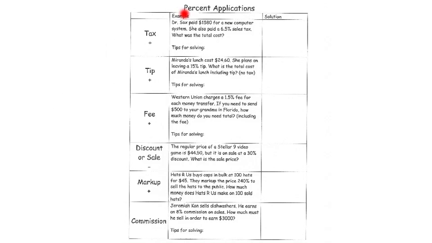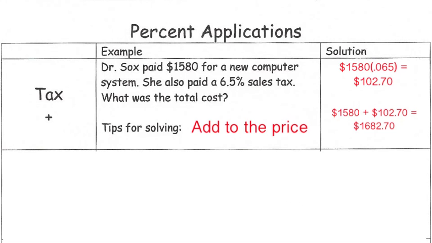Now please turn to your percent applications notes. Let's take a look at tax. Whenever you see tax, you have to find the percent of a number and add it to the original price. So Dr. Socks paid $1,580 for a new computer system. She also paid a 6.5% sales tax. What was the total cost?